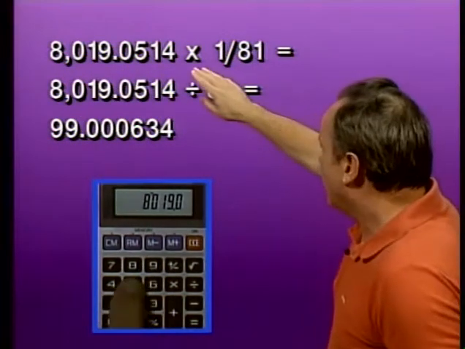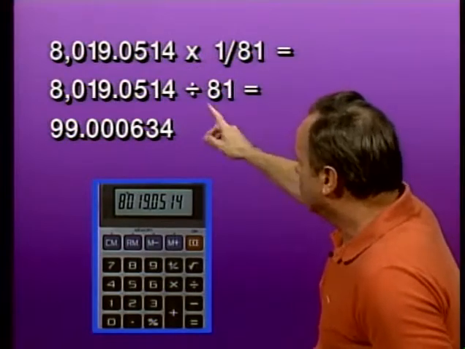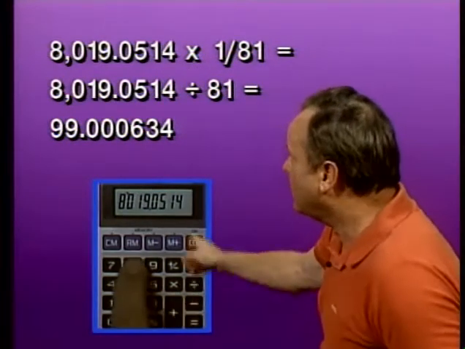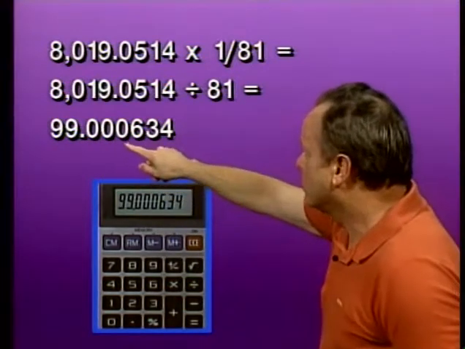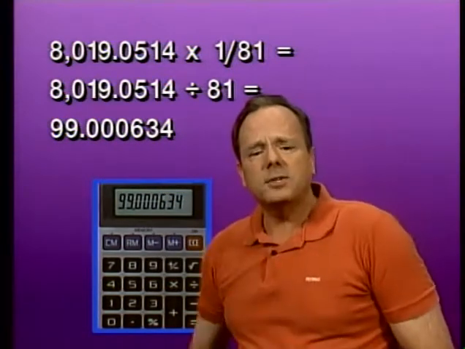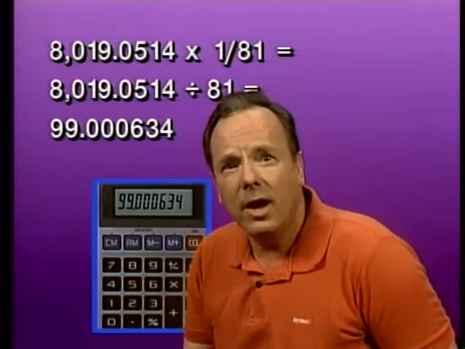And instead of multiplying times 1 divided by 81, all you have to do is divide by 81. That's the same thing, so divide by 81. And when you do that, you get the number 99.00634. They're going to ask you, that's the square root of what number?